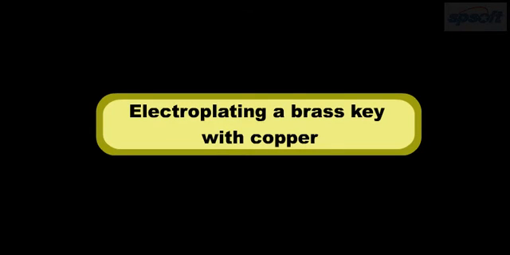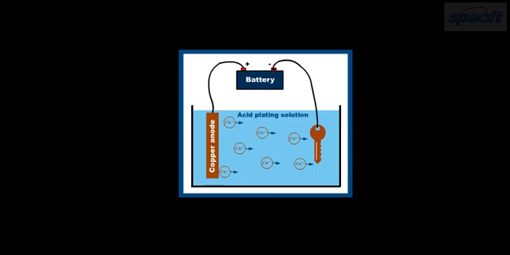Electroplating a brass key with copper. Electroplating is a process by which a thin coating of one metal is applied to another metal by passing electric current. This process improves the look of the base metal and provides it protection against weather.